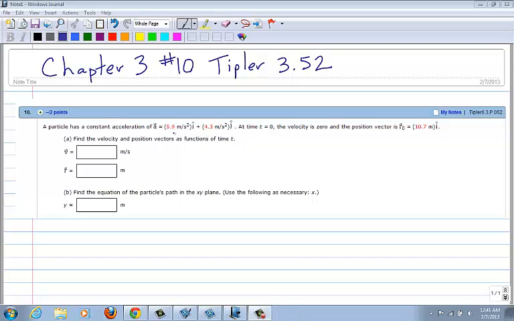This is some tips on how to approach problem number 10 on the Chapter 3 homework. This is Tipler, Chapter 3, problem number 52.